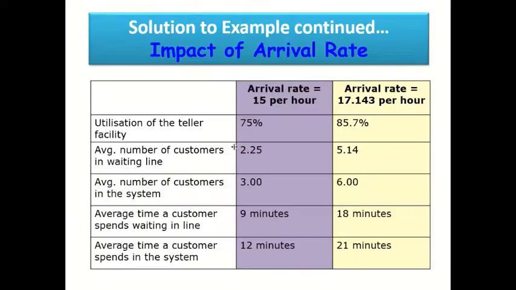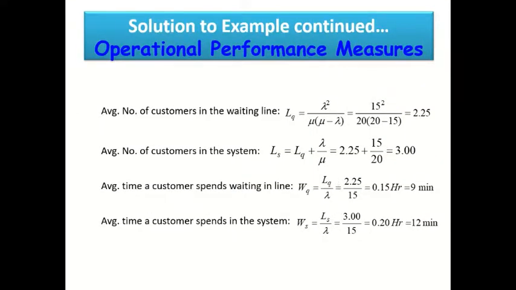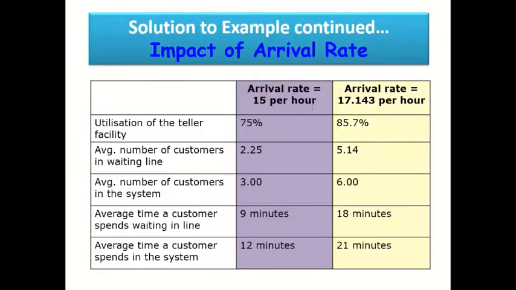When we calculate them again, in this case lambda will become 60 by 3.5, so it will be 17.14 instead of the earlier lambda value of 15. With that value of lambda, when we calculate the performance parameters, we'll get these values. So now we see that the utilization has increased from 75% to 85% when the arrival rate increases slightly.